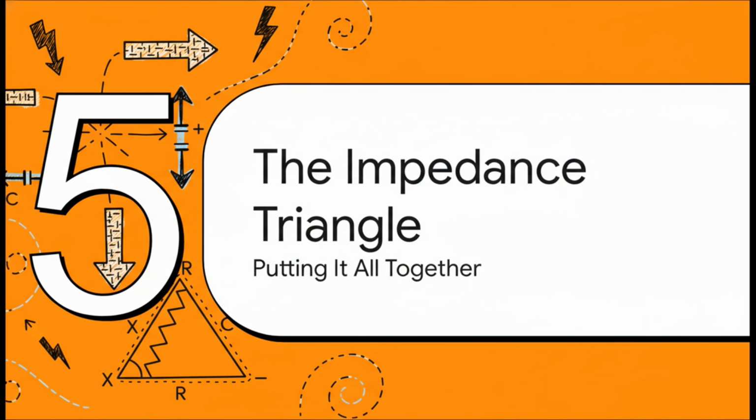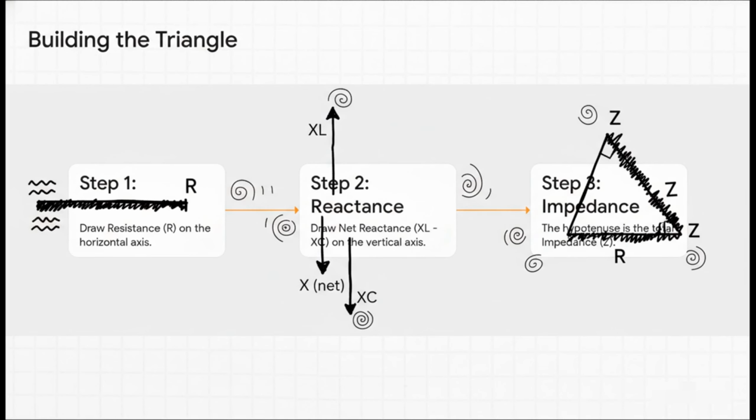Okay, so let's do a quick recap. We've got resistance sitting at 0 degrees, we have inductive reactance pointing up to plus 90, and capacitive reactance pointing down to negative 90. How do we combine all these opposing forces? Well, that's where the beautiful and simple impedance triangle comes in. Building this triangle is actually really straightforward. First, you draw the resistance, R, flat along the horizontal axis. Then, since the inductive and capacitive reactances are in a constant tug of war, we just find the net reactance by subtracting one from the other, and we draw that on the vertical axis. The hypotenuse of the triangle that connects those two sides, that gives us our total impedance Z.